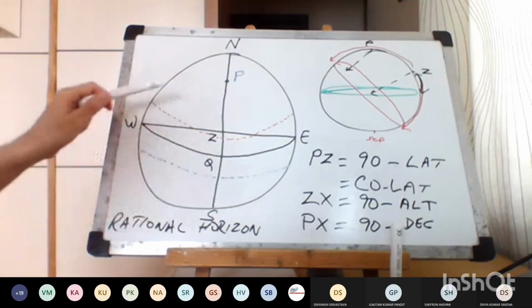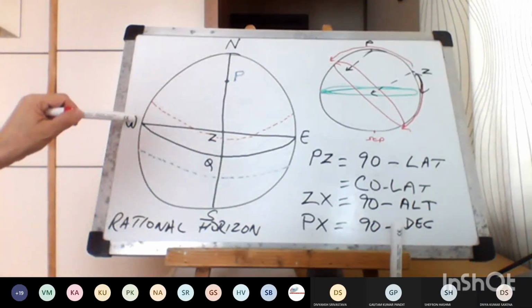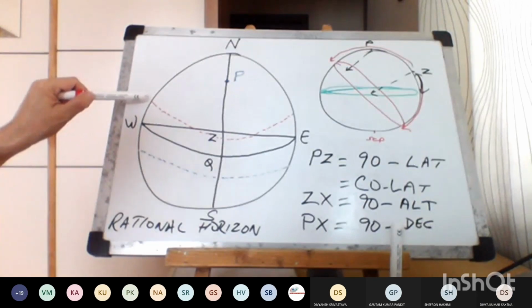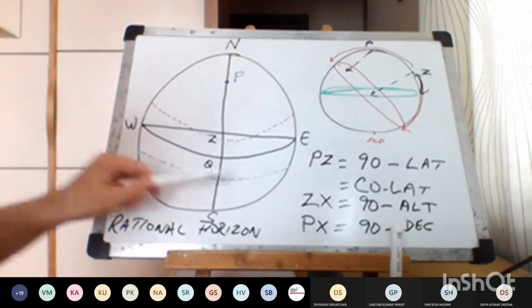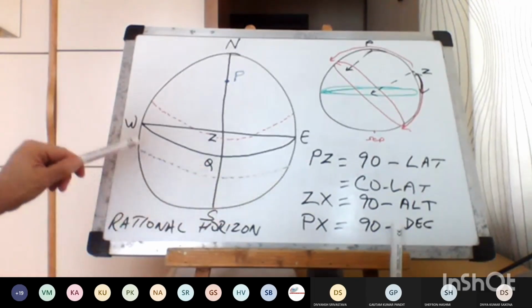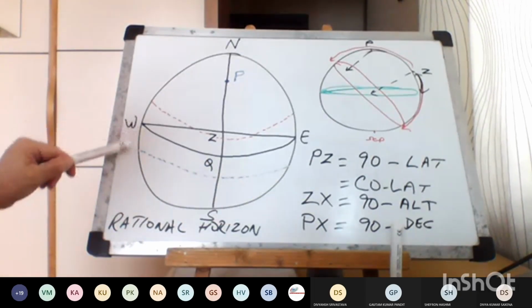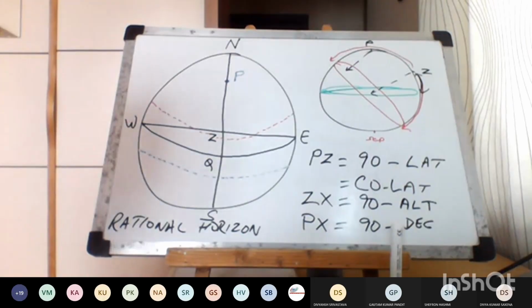And when they are setting, a body with north declination will set north of west in the northern hemisphere. So bearing will be, let us say, 280. And the body with the south declination will set over here. It will be less than 270, let's say 255 or whatever. So much is clear. Any questions, gentlemen, so far?